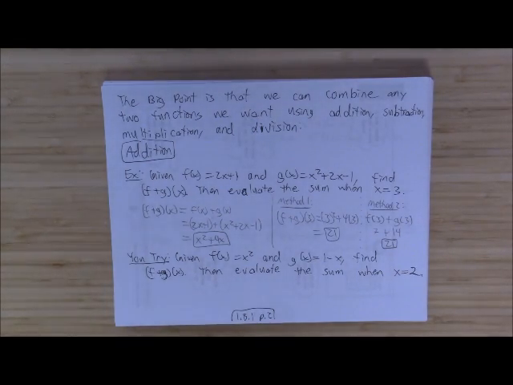So now, let's have you go ahead and try. Given that f of x is x squared and g of x is 1 minus x, find f plus g of x and then evaluate the sum when x equals 2.